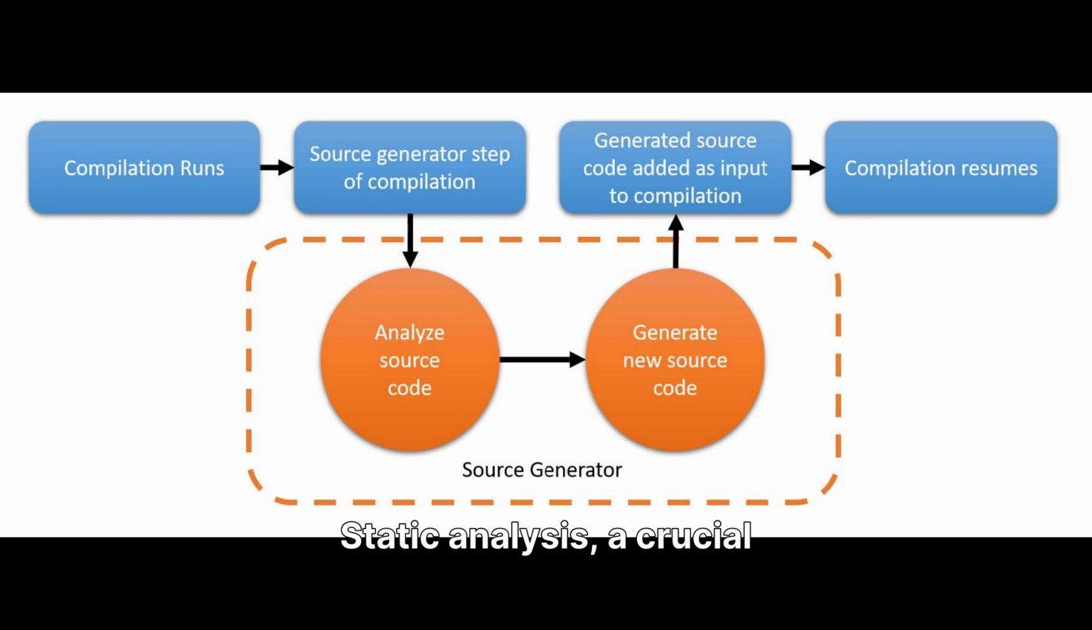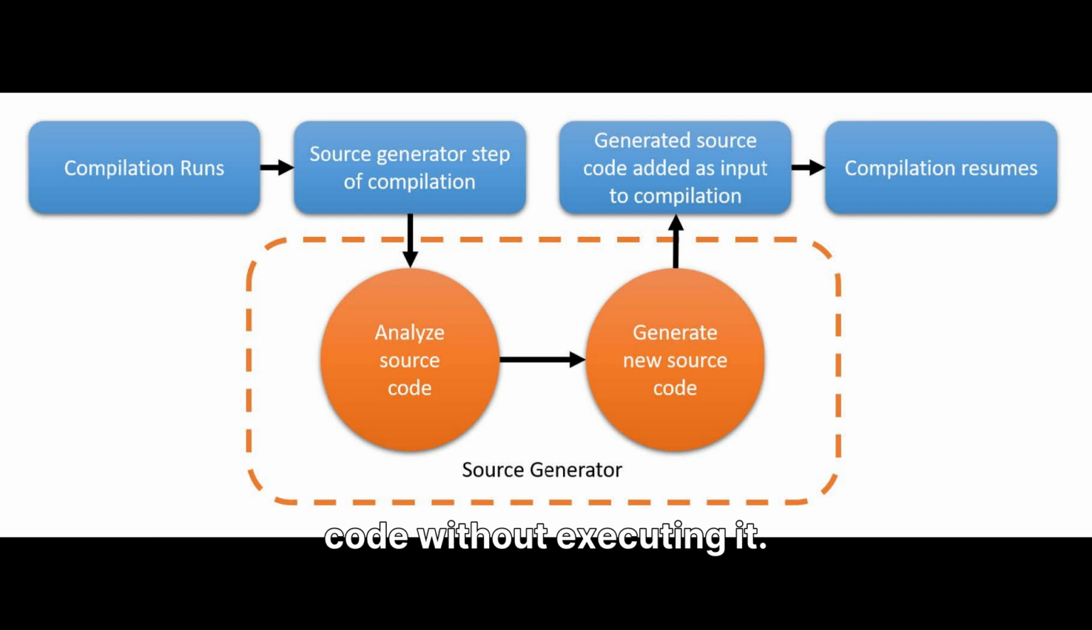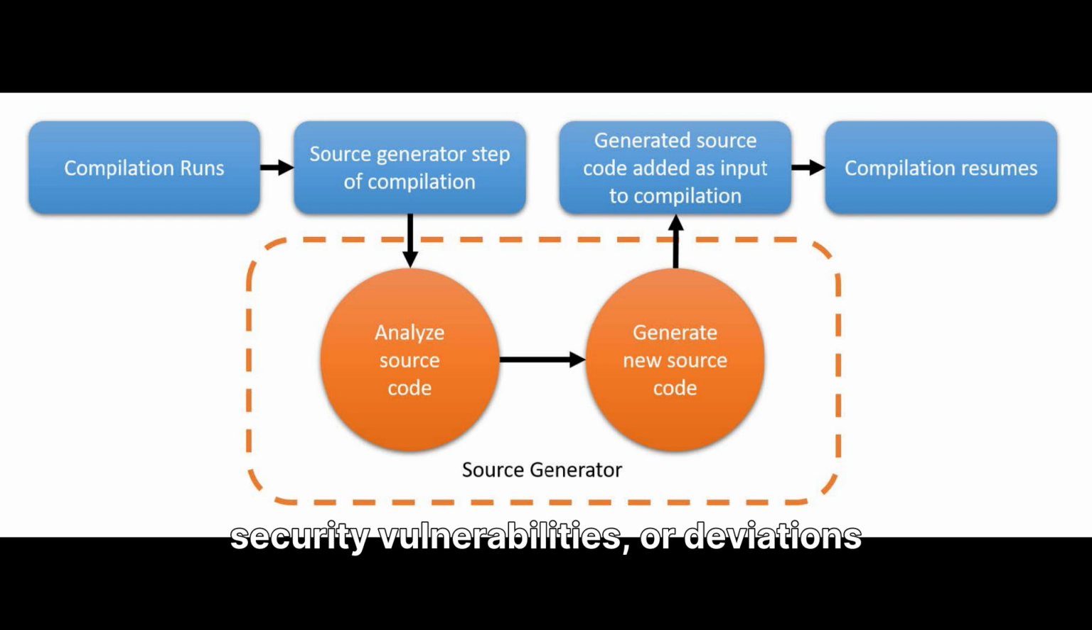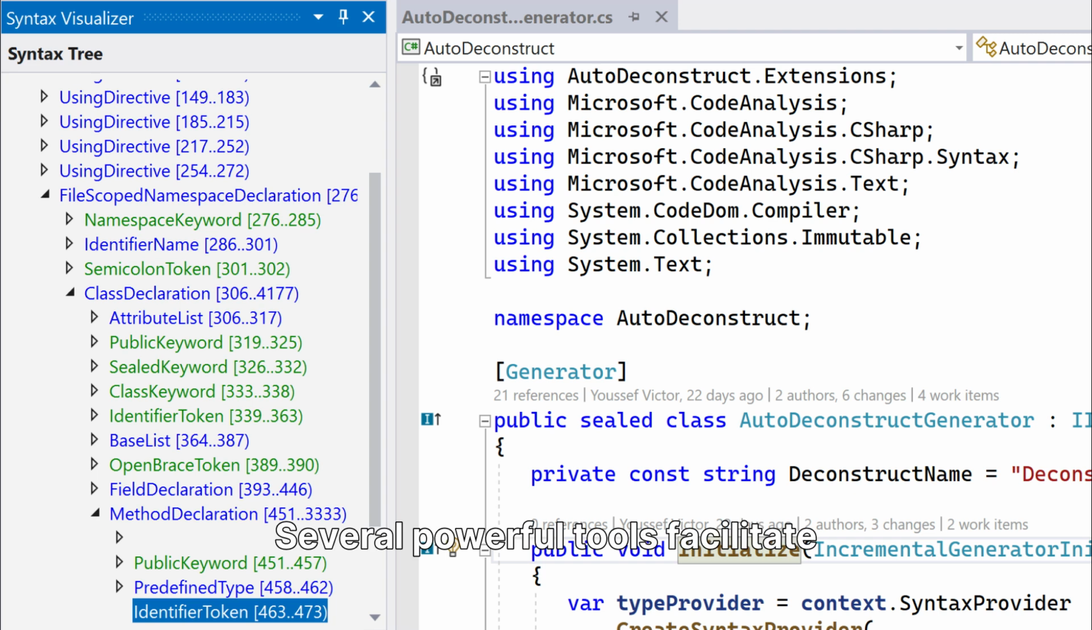Static analysis, a crucial metaprogramming concept, involves analyzing code without executing it. It identifies potential errors, security vulnerabilities, or deviations from coding standards early. Tools like Roslyn analyzers provide real-time feedback, helping developers write cleaner, more robust code. Several powerful tools facilitate metaprogramming in C#.